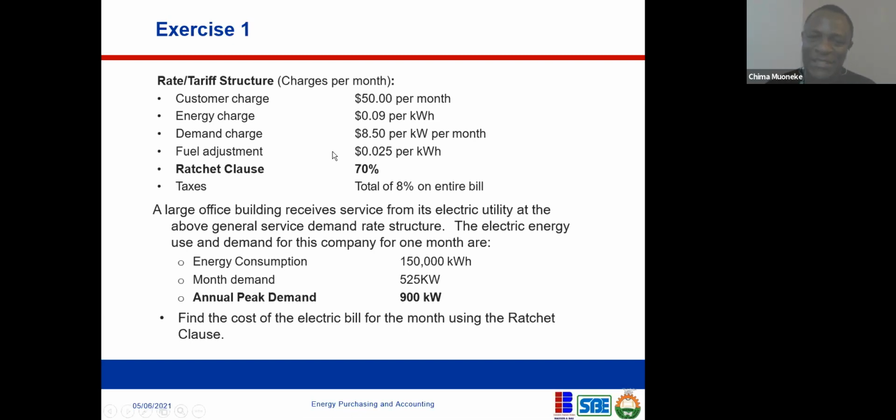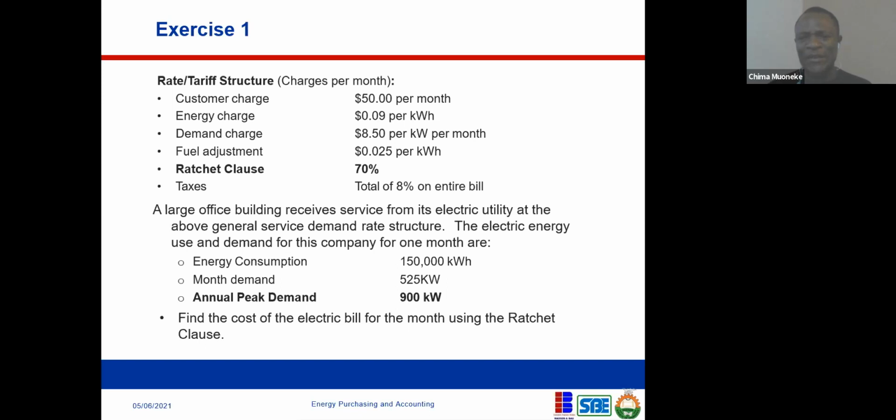going to be 70%. So your ratchet clause is 70% of your maximum peak for the year, not for the month. And I say that because this customer, at some point during the year, he has touched 900. He was careless about his consumption. He now touched 900, but for this month, he only used 525. But we don't care about this 525. We want to penalize him for touching 900.